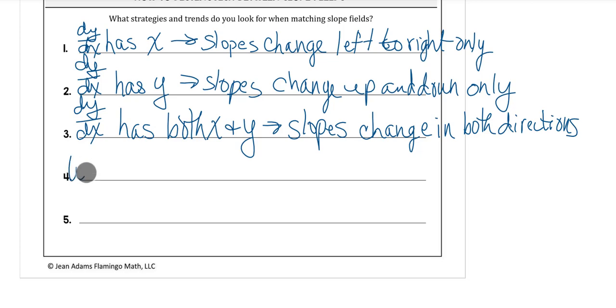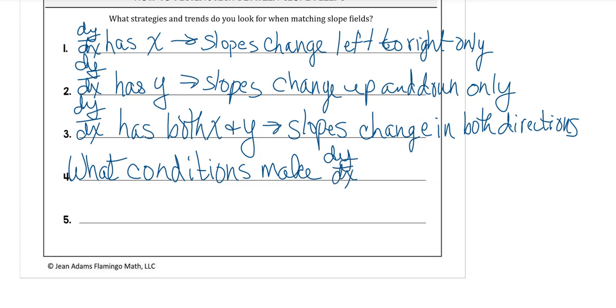And then you want to think about when is the slope positive or when is it negative. So what conditions make dy dx positive or dy dx negative? Because that'll help you determine where to look. So if you see that pattern in certain quadrants or in certain sections of the graph, where the slope field is all showing positive slope lines, then you can look back at the differential equation and decide, well, why does that happen and where does that happen?